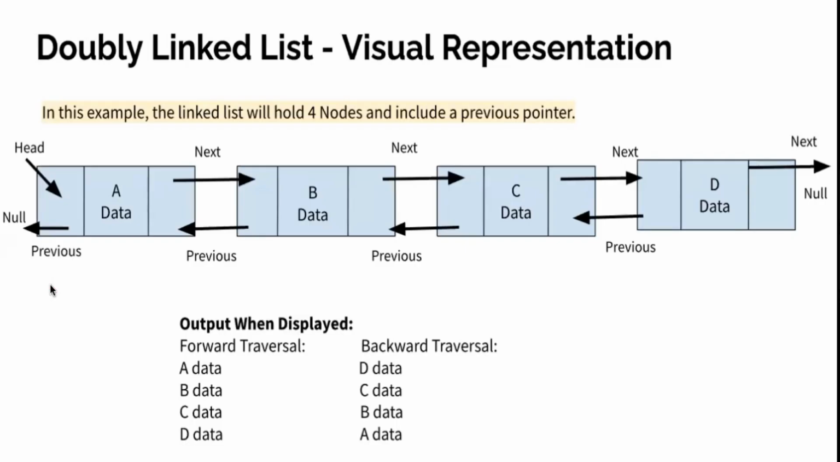So in the first node, we have our variables, which we call A. Our next node is going to be referred to as B. Our third node is going to be referred to as C. And our fourth one will be referred to as D.